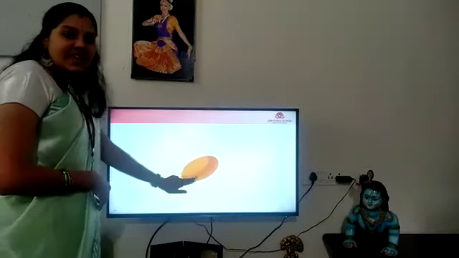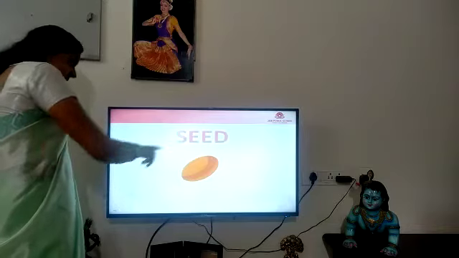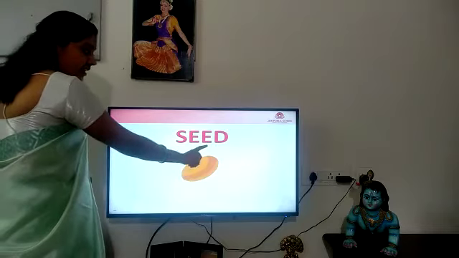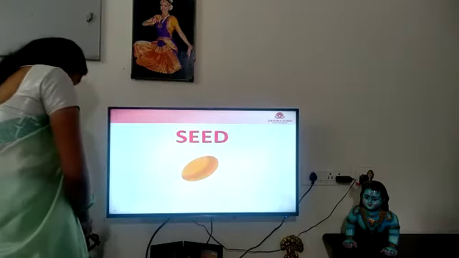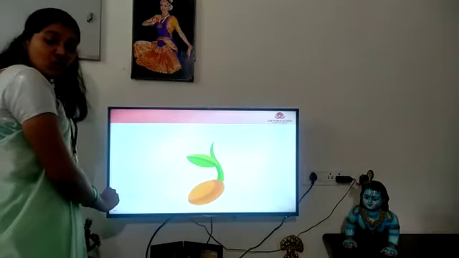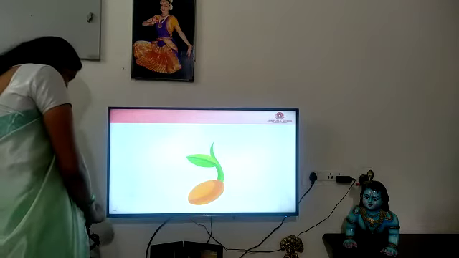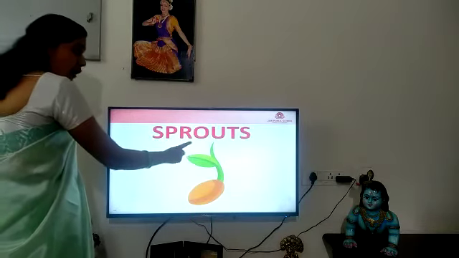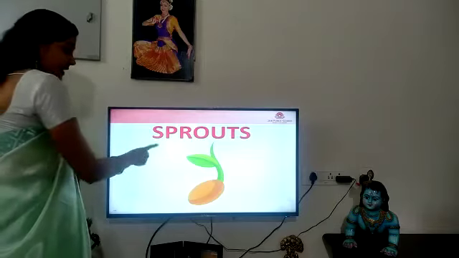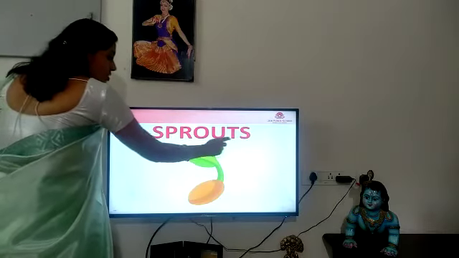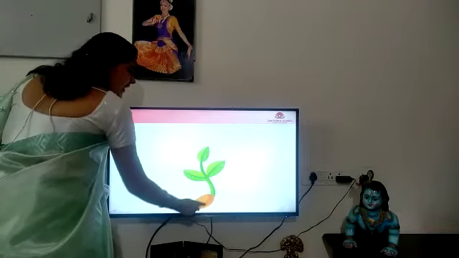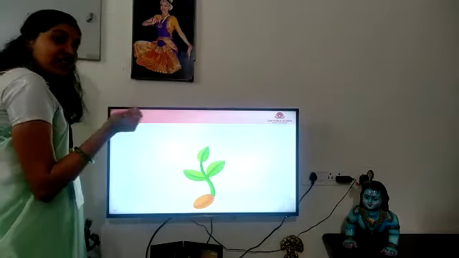What is this? It is a seed. Yes, S-E-E-D. Seed. What is this? This is a sprout. What? Sprout. Yes, S-P-R-O-U-T-S. Sprouts. Spell it again. S-P-R-O-U-T-S. Sprouts. Now what's happening is it is becoming a beautiful plant.